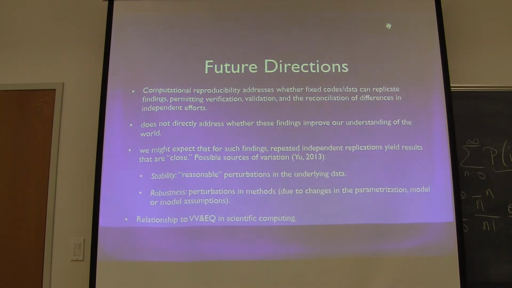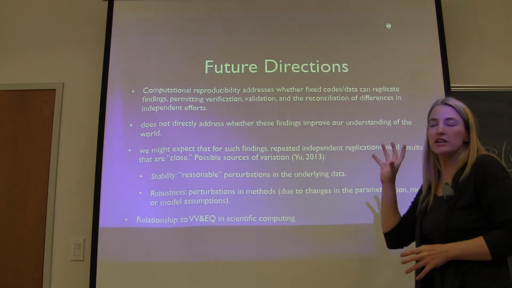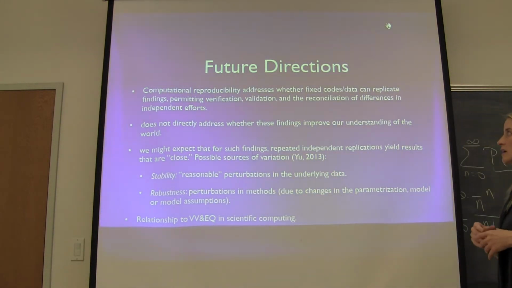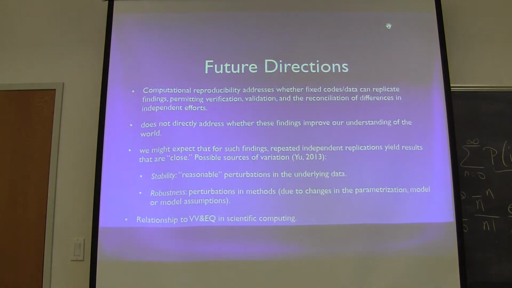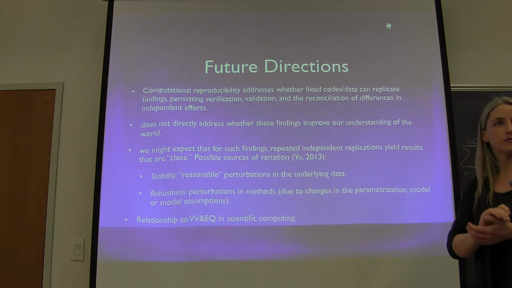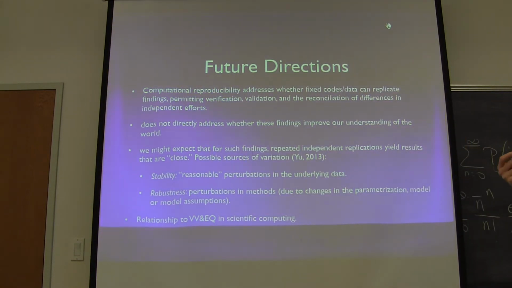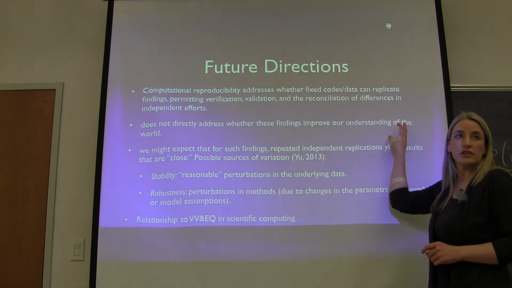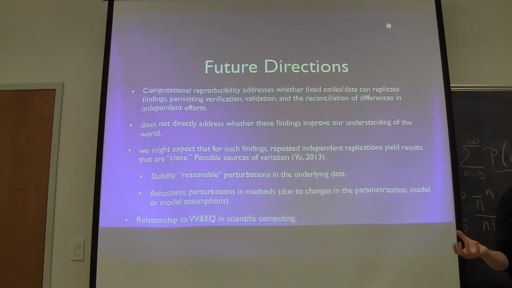Okay, so future directions I've been thinking about. Computational reproducibility, for example Research Compendia and the work I was doing in Science, addresses whether these fixed codes, these snapshots of codes and data, can actually replicate results that were published at a fixed point in time. So this allows you to validate and verify these results. You can reconcile differences in independent efforts. If you recode results on the data set or slightly different data, and you want to understand how the methods are different, open code can allow you to reconcile those differences. But it doesn't tell us whether these findings are any good, right? Whether they improve our understanding of the world.